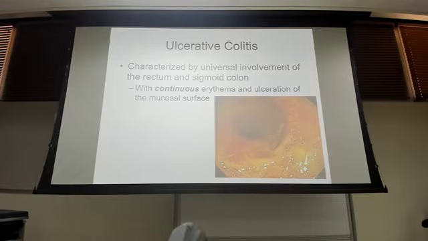So UC is characterized by universal involvement of the rectum and the sigmoid colon with continuous erythema and ulceration of the mucosal surfaces. So it's continuous, no patchy areas of inflammation like we saw in Crohn's. It's continuous, anus up, ascending. The major differentiator between your Crohn's and ulcerative is that continuous pattern.